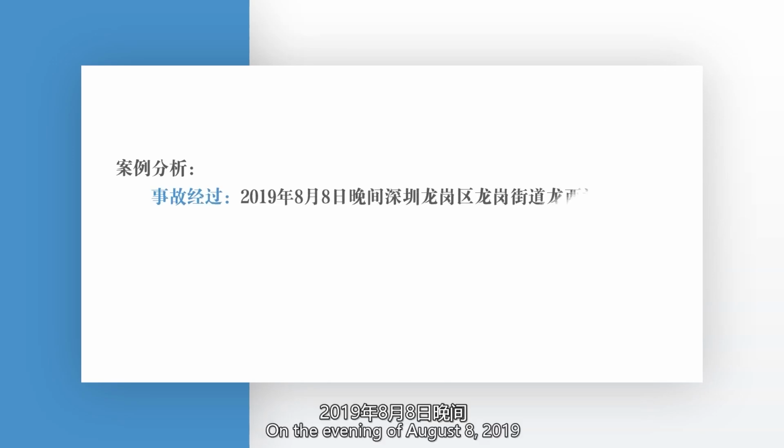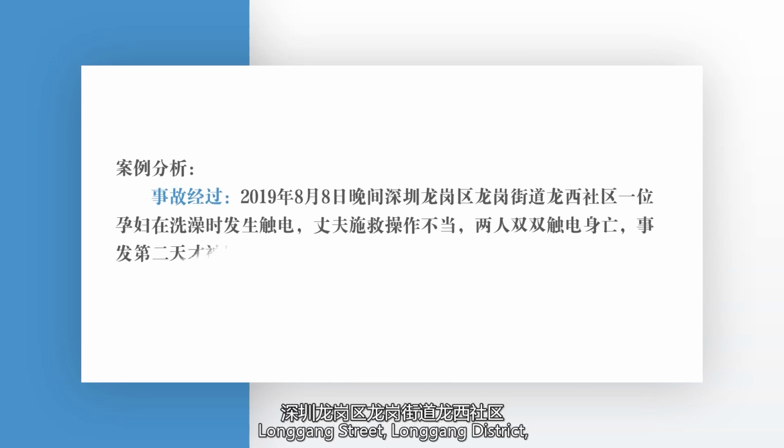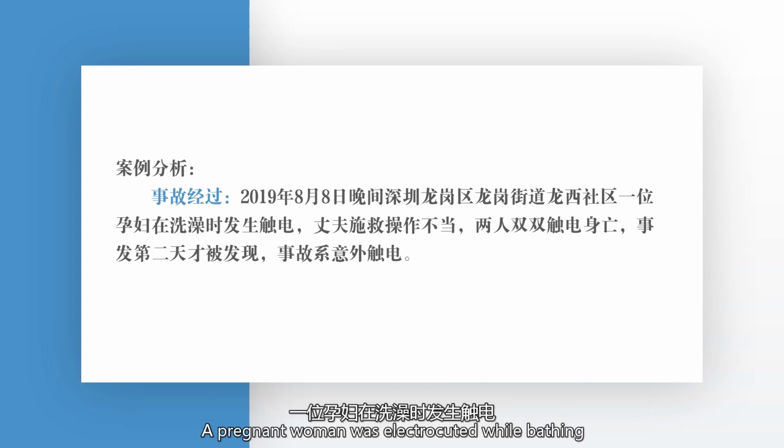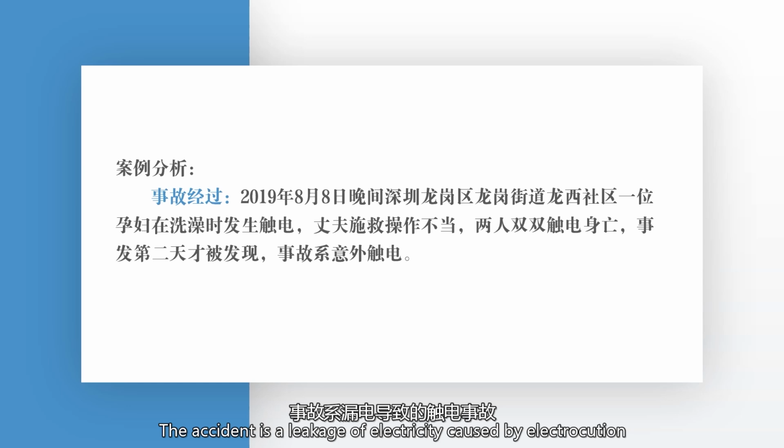On the evening of August 8, 2019, in Longxi Community, Longgang Street, Longgang District, Shenzhen, a pregnant woman was electrocuted while bathing. The husband's rescue operation was improper. Both were electrocuted and died. The incident was only discovered the next day. The accident was caused by electrocution from leakage of electricity.